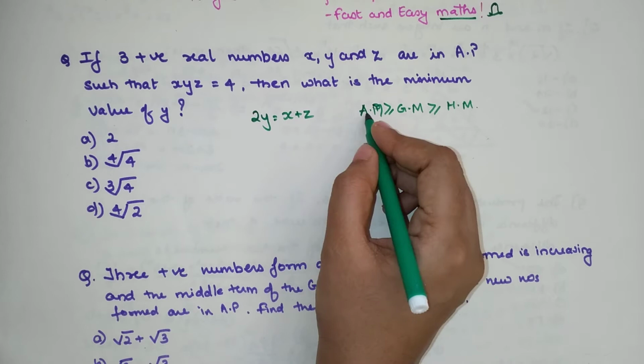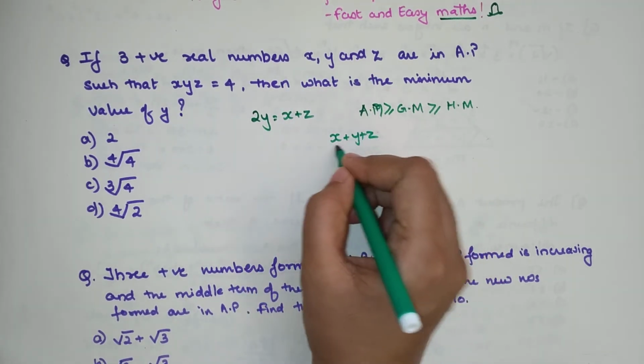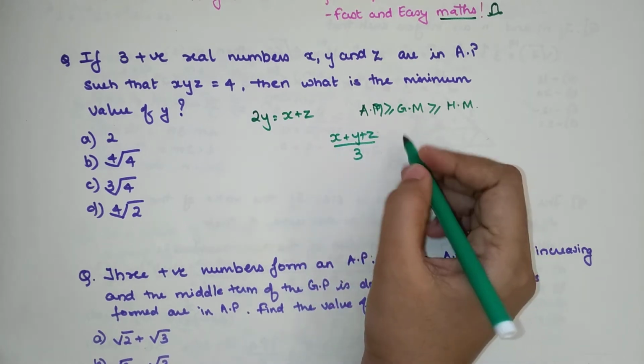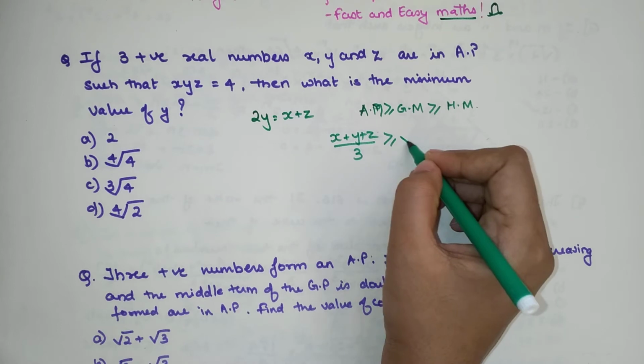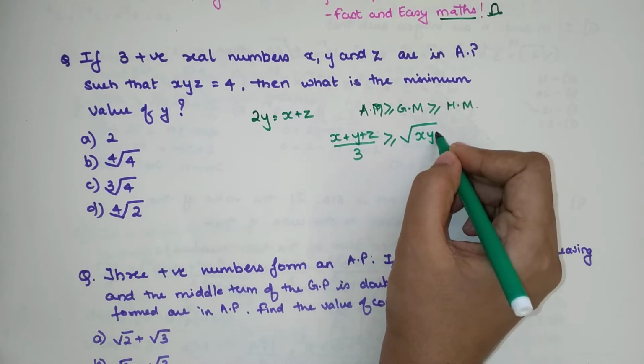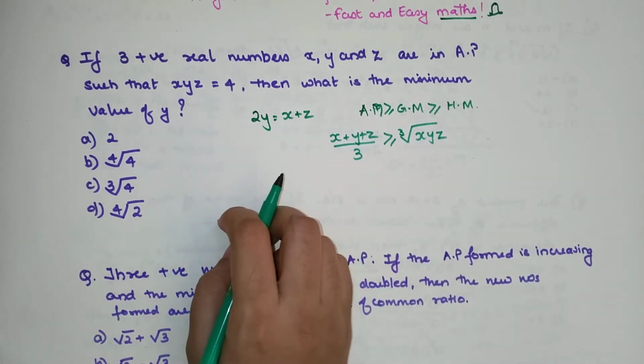Now, what is the arithmetic mean of x, y, z? That is nothing but x plus y plus z upon 3. Okay. Can I say that is greater than or equal to the geometric mean, which is nothing but the cube root of x into y into z?